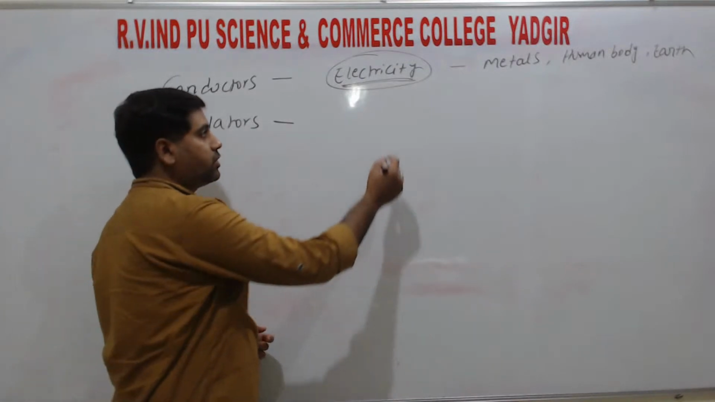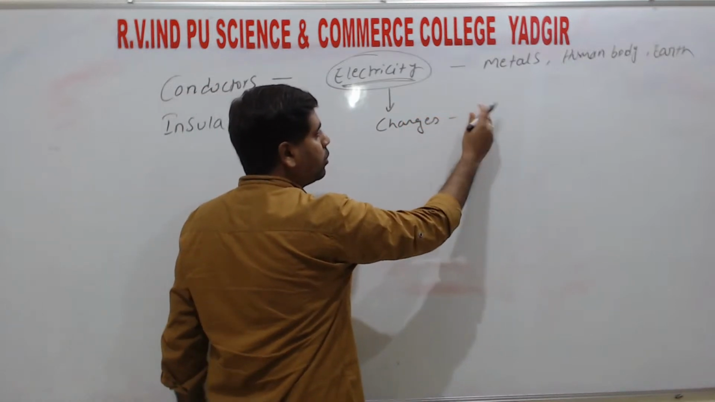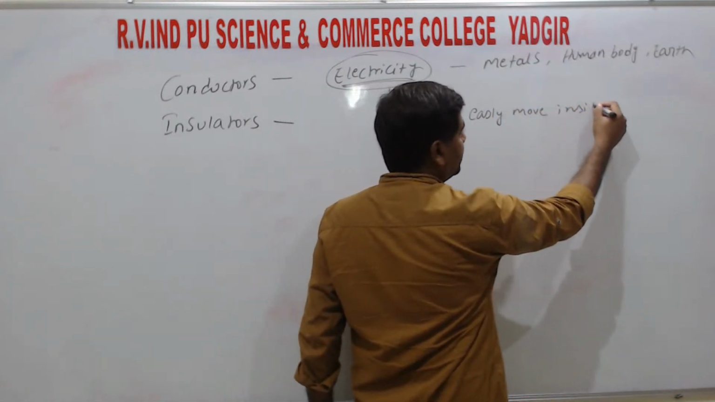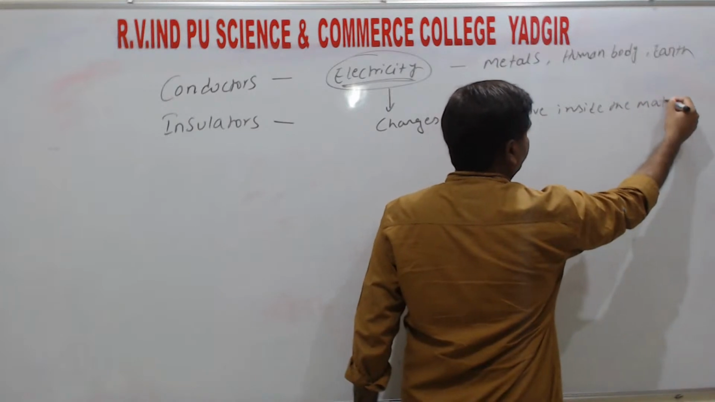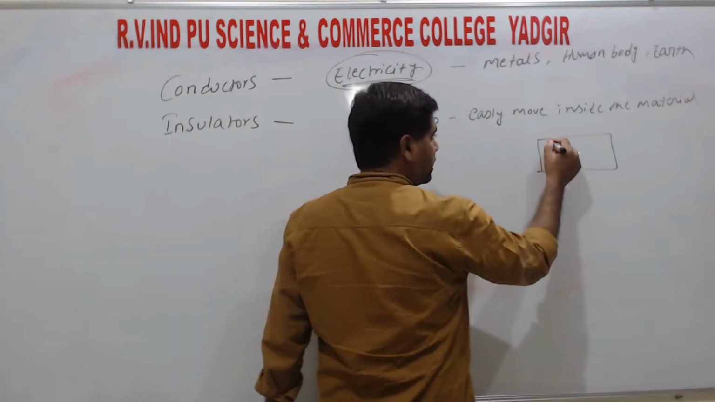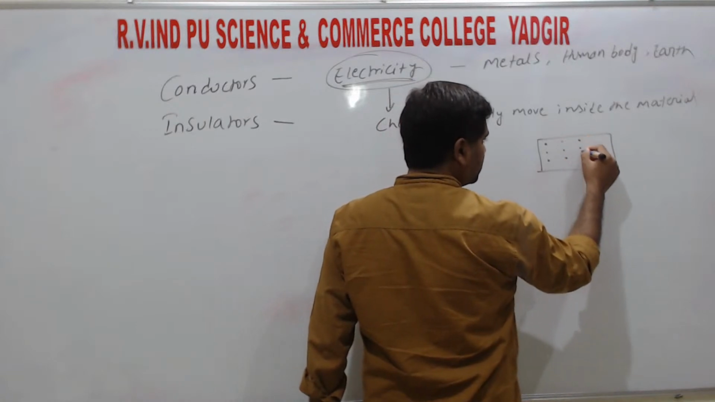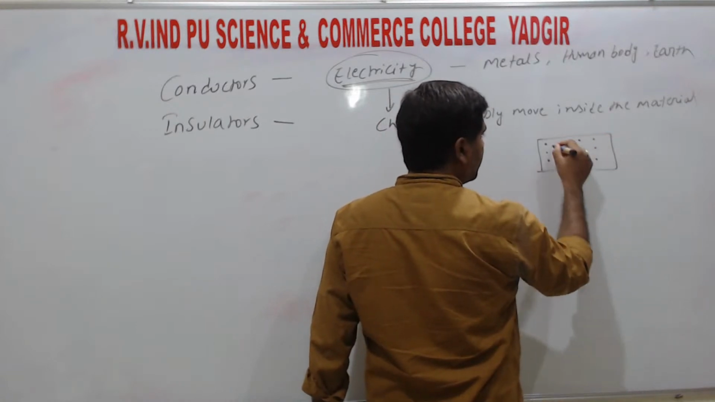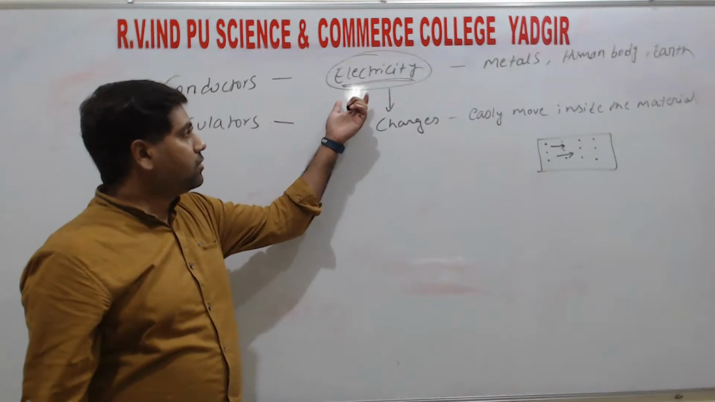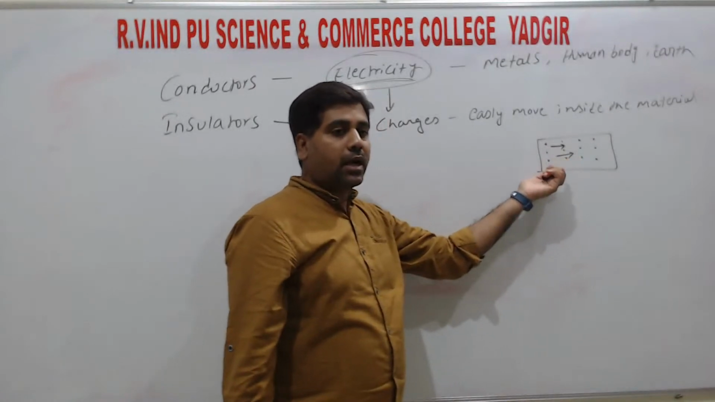The reason is that the substances contain charges which are easily moved inside the material, right? So if we consider this one as one conductor, in this conductor we have atoms. Atoms consist of weakly bonded electrons. Electrons are called the charges, right? Those charges are easily moved inside the material. The flow of electrons per unit time we call the current, right?